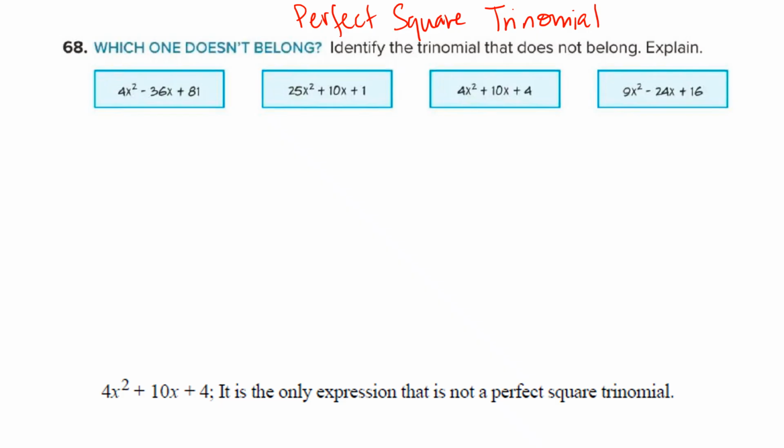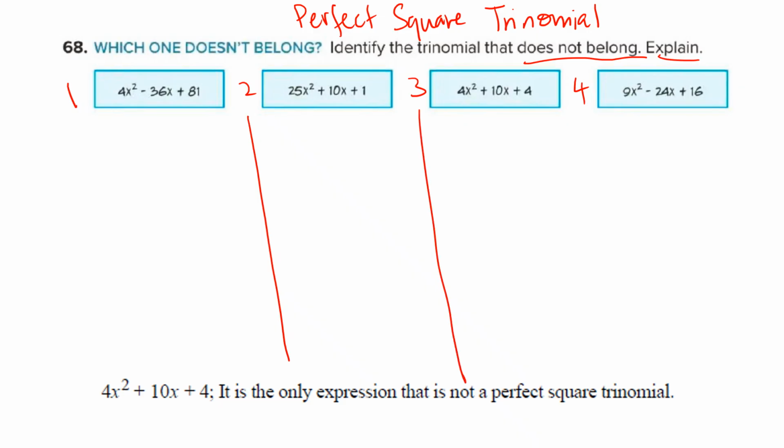So, the three conditions we need to check. And out of these four, 1, 2, 3, 4, we need to find the odd one out, the one that does not belong. Also, we need to give a reason, explain why. So if you check all of them one by one, let's divide the screen into four parts and then one by one we do. So let's check the condition.